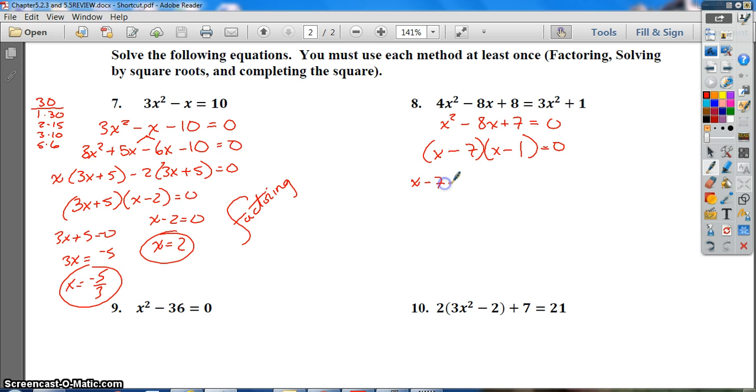So x minus 7 equals 0. X minus 1 equals 0. So this is positive 7. This is positive 1. And that's it. That's what we chose to do. Factoring.